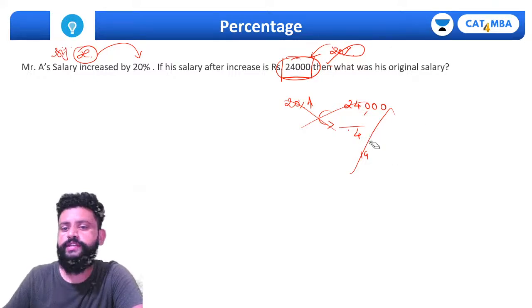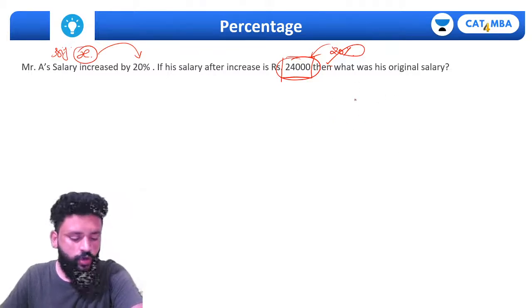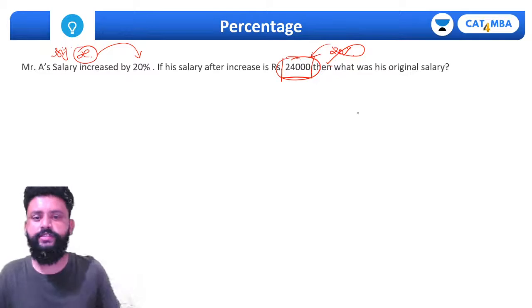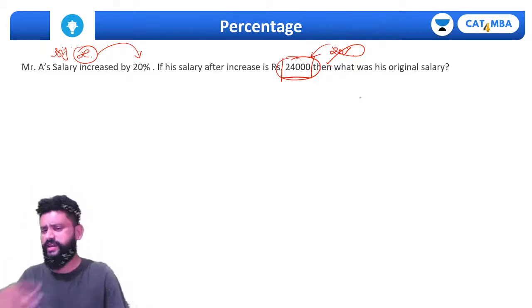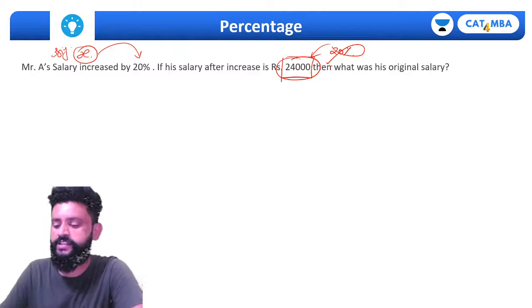So how to solve this question? I can tell you one shortcut to solve this question. Okay, there are several ways to do it, so I'll discuss 2-3 ways, guys. Whichever method you find comfortable, go with that, that's perfectly fine. But you should know all these things.